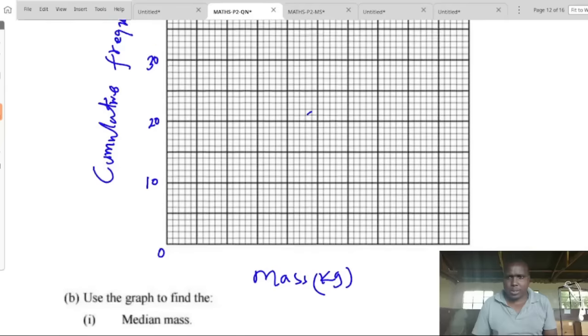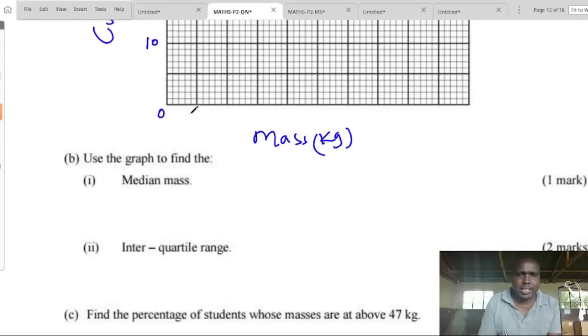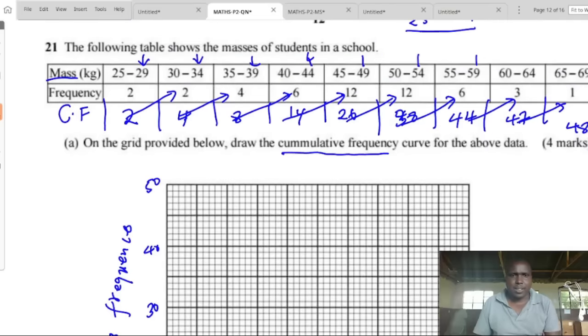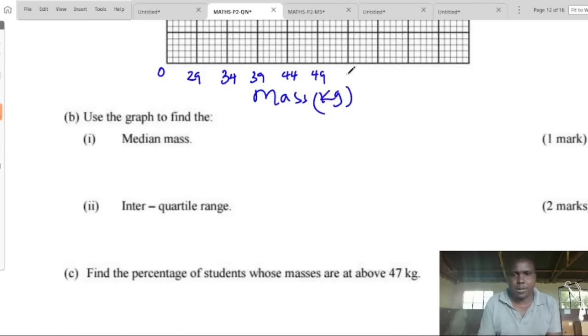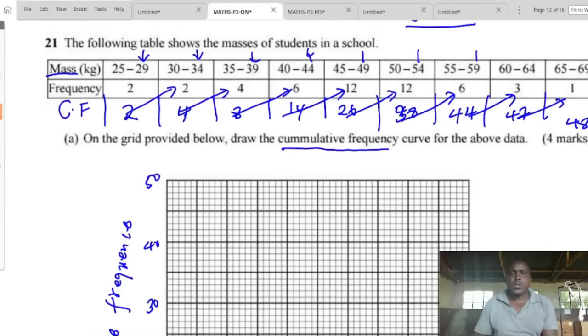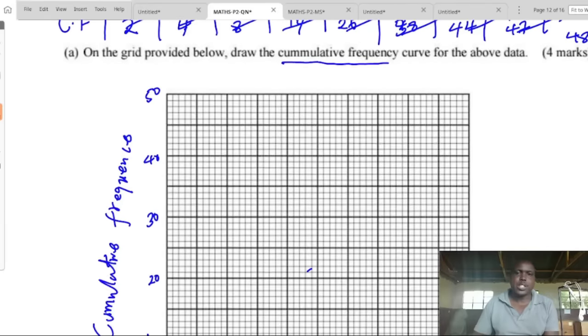So our first one was 29. So we have 0 to 29, then 34, 39, 44, 49. I guess that is how it should go. So 29, 34, 39, 44, 49, like that, 54. Because it is 5, 5. This is 54, 59, 64, 69 to 74. Like that. So you use the upper boundary only when you are drawing the cumulative frequency.